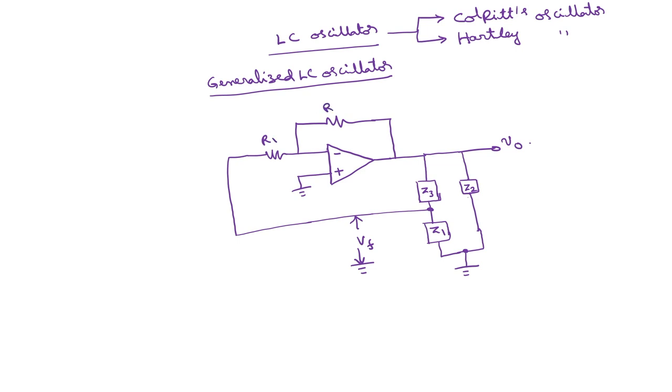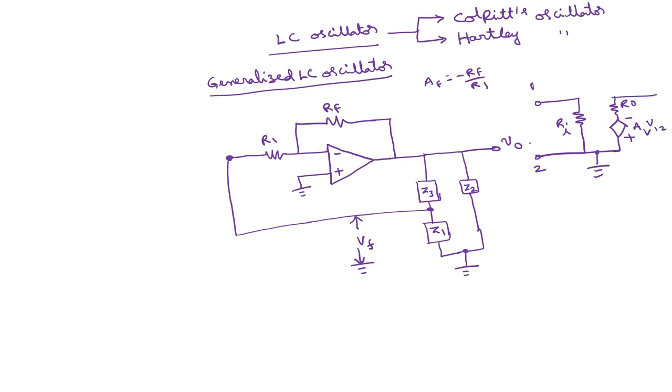This is R1, Rf. So the gain of this amplifier is minus Rf by R1 into, of course, this voltage, which is nothing but Vf. In order to derive the expression for the frequency of oscillations, first I will draw the equivalent circuit. In the earlier lectures, we discussed the internal circuitry of the operational amplifier. Here we will have an input resistance, then an output resistance, and a voltage source. This is grounded, with terminal 1, terminal 2, Ri, R0, and Av, the voltage gain, into V12, which is the output voltage.